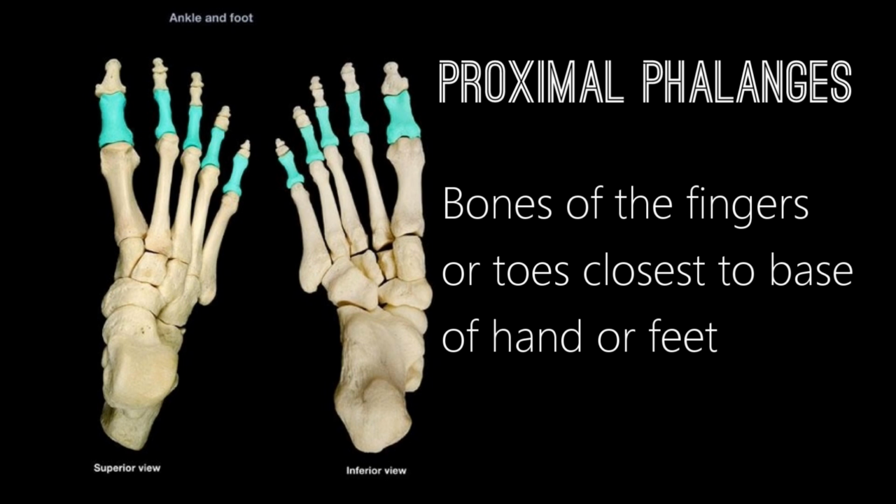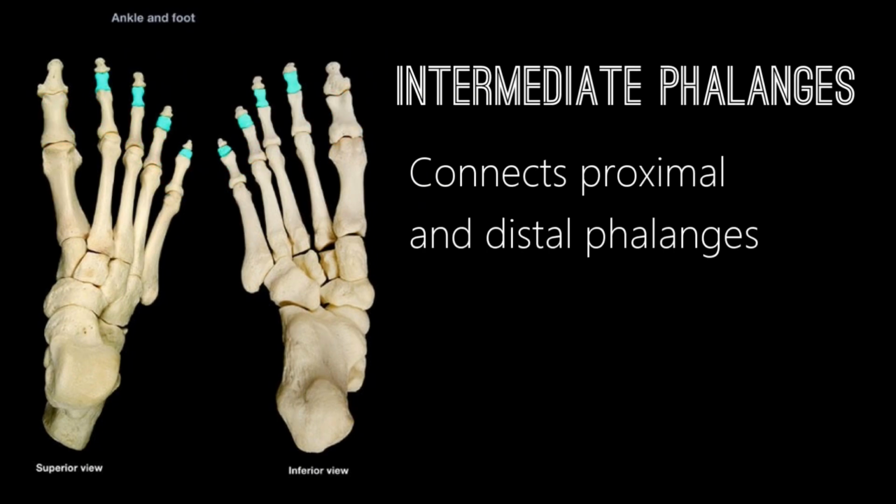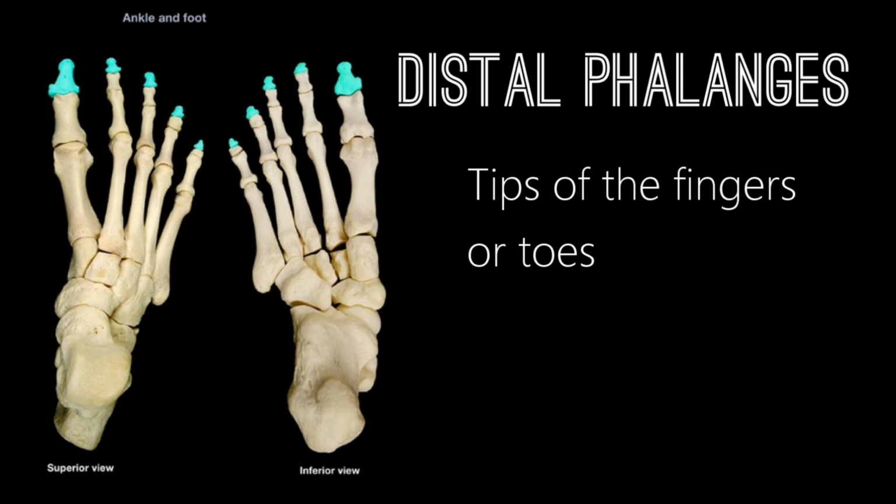Proximal phalanges: bones of the fingers or toes closest to the base of the hand or feet. Intermediate phalanges: connect the proximal and distal phalanges. Distal phalanges: tips of the fingers or toes.